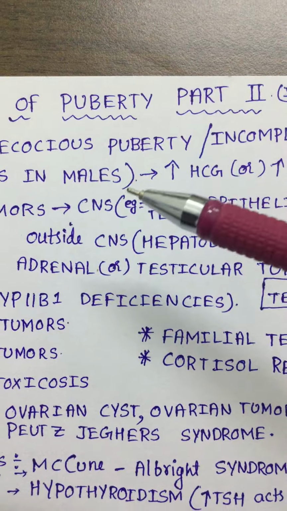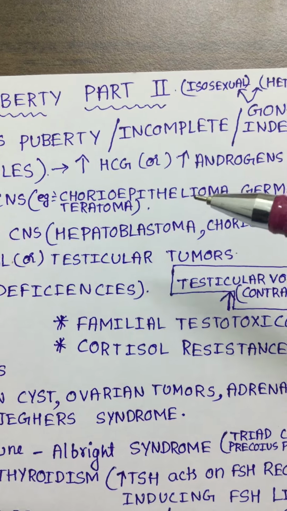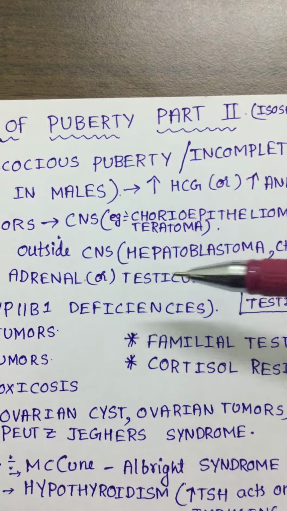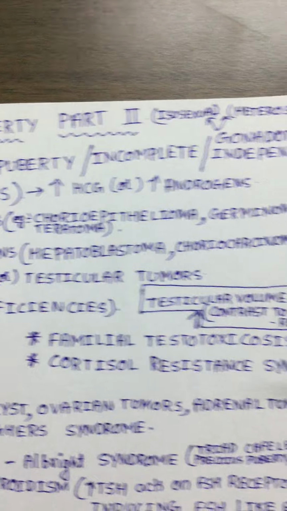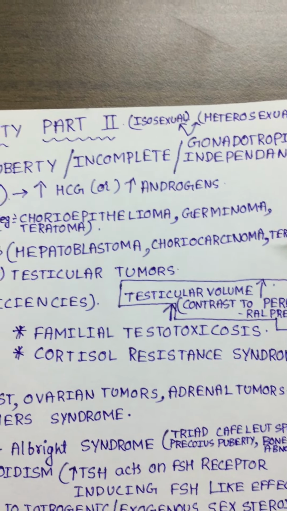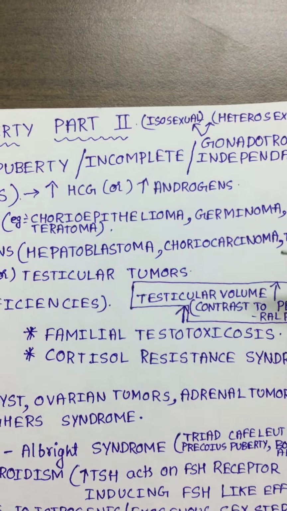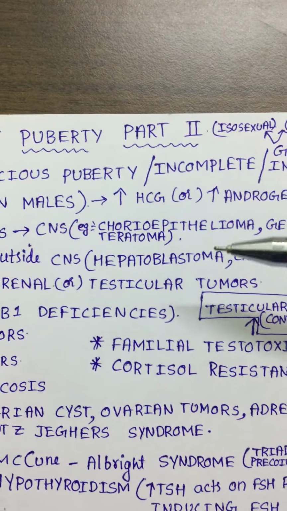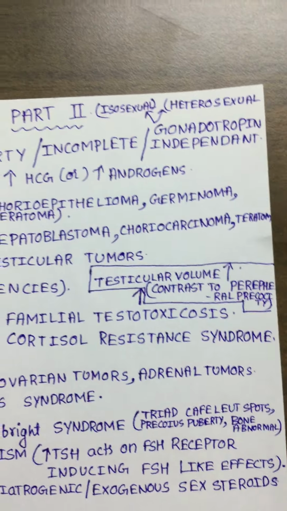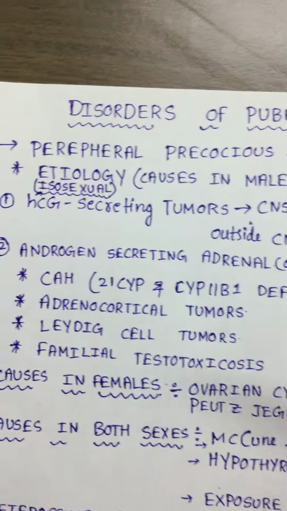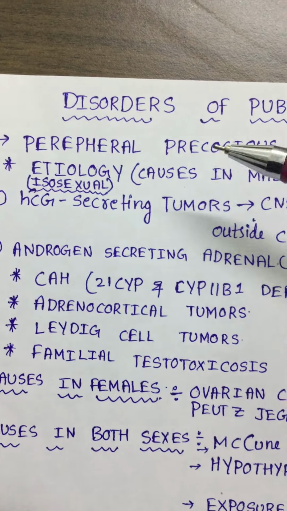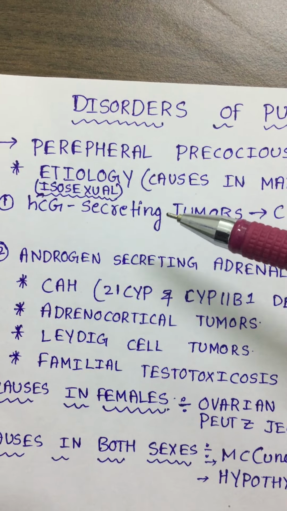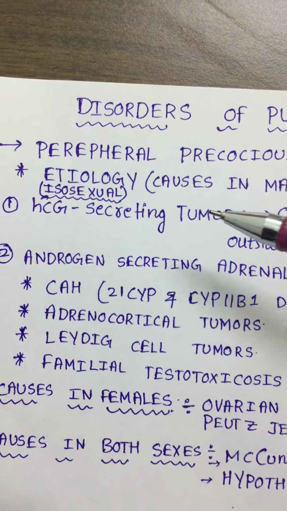Among CNS HCG secreting tumors, examples are chorioepithelioma, germinoma, and teratoma. Outside the CNS, there are hepatoblastoma, choriocarcinoma, and teratoma. Teratoma is seen in the CNS and also outside the CNS. So HCG secreting tumors are one of the causes of isosexual peripheral precocious puberty in males. These are the only causes in males; in females, they are not the causes.